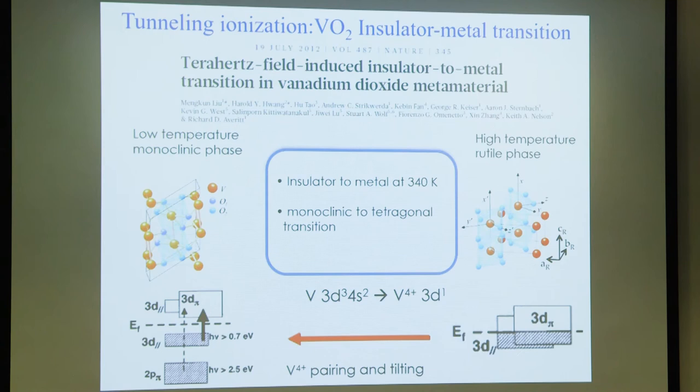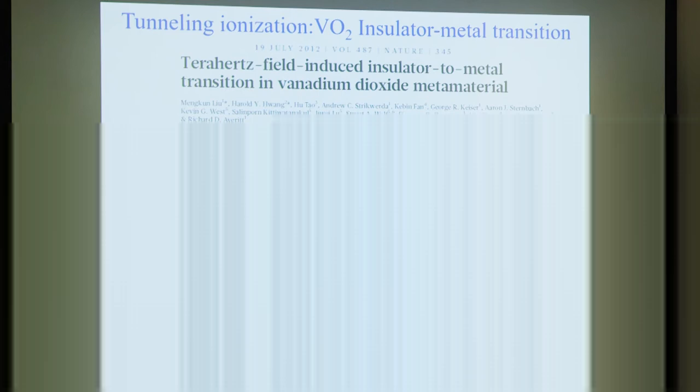Okay, so let's do something a little more interesting along these lines. Now we're looking at a correlated electron material. So it's not gallium arsenide, it's vanadium dioxide. It has an insulator to metal phase transition. And at room temperature, it has a distortion away from a higher symmetry phase. And associated with that is a splitting of electronic energy levels.